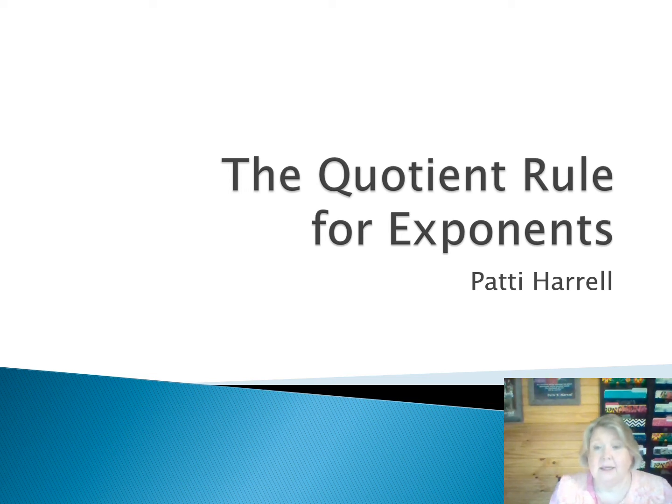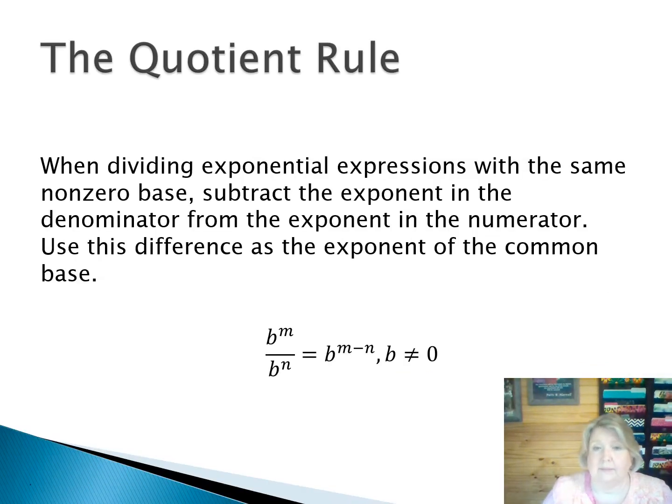Well, hello again. In this video, we're going to look at our second rule for dealing with exponential numbers, and it's going to be entitled the quotient rule. So the quotient rule reads like this. When dividing exponential expressions with the same non-zero base, subtract the exponent in the denominator from the exponent in the numerator. Use this difference as the exponent of the common base. Once again, it's all about having a common base. You must have both being base 2, both being base 3, both being base whatever. You may choose your base.